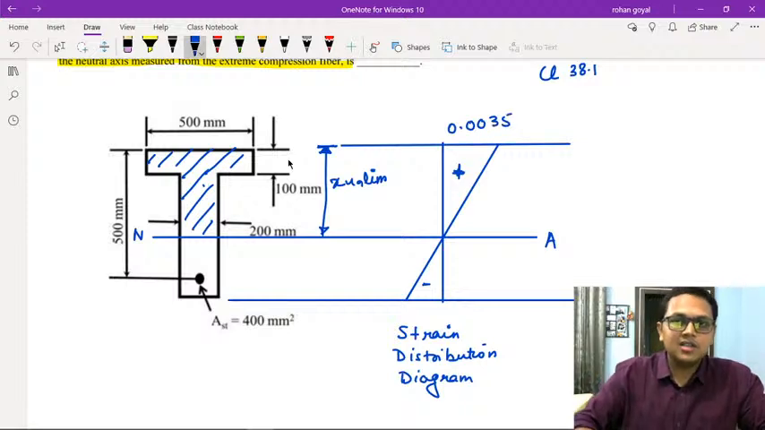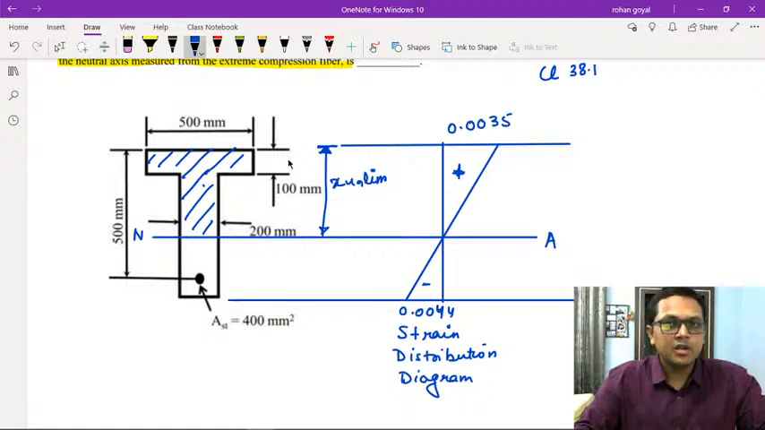0.0035, and in the steel will be 0.0044. So what is the limiting depth at which both the concrete and the steel reach the yield condition simultaneously? We can calculate this easily using similar triangles.